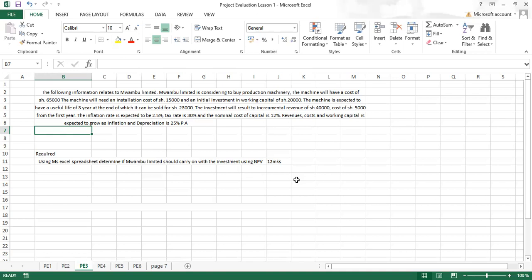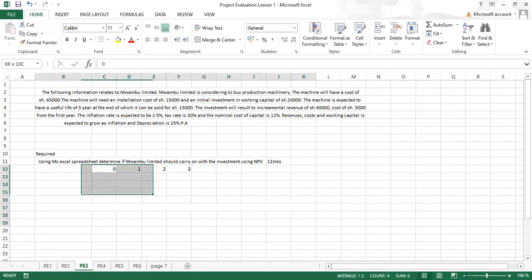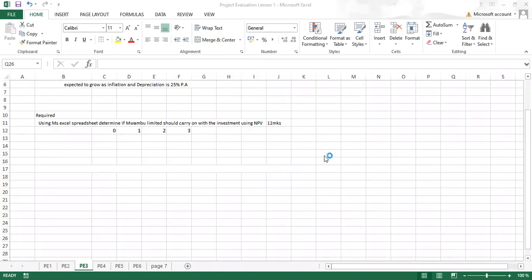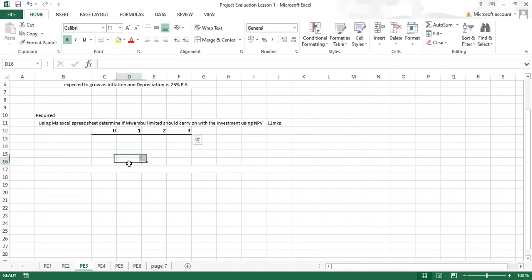So we'll go direct to it. Question 3. It's also similar to what we've done. So the years we've been told is 3 years. Always start with year 0, year 1, year 2, year 3. I'll highlight them and bold them and put a border. Alt HBH to put a thick bottom border. So I'll start directly with the income statement.